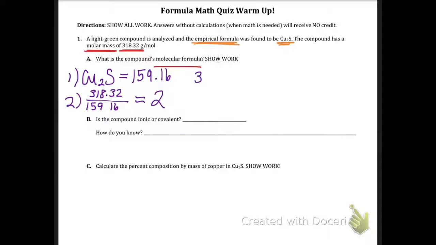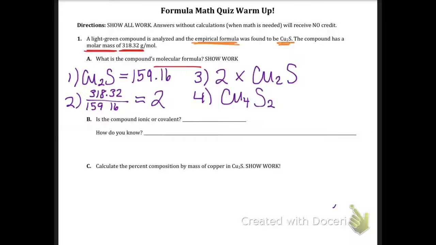The third step then tells us to take that whole number and multiply it by the empirical formula, Cu2S. If we do that, then we get copper 4, sulfur 2. So that is the molecular formula here. Okay, Cu4S2. Sorry, my handwriting is a little bit out of control right now.